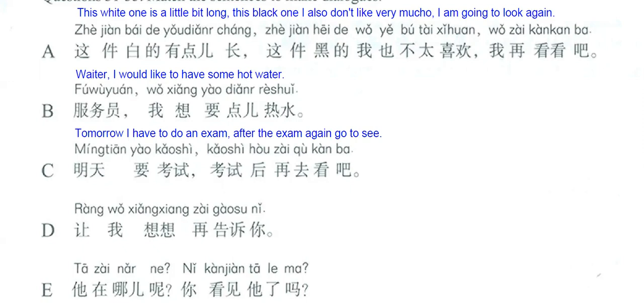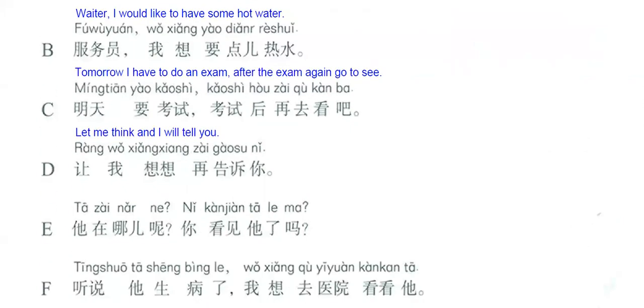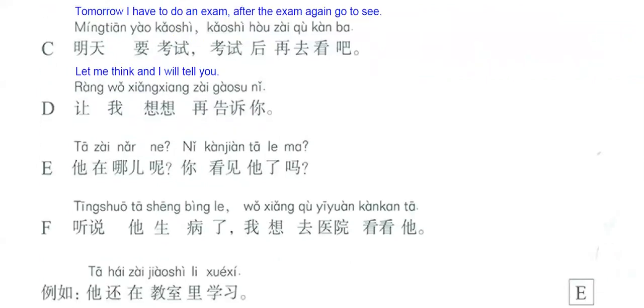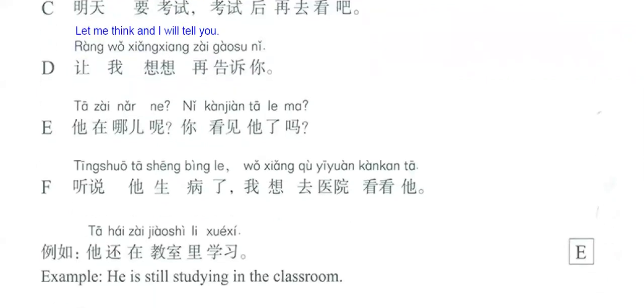And letter D, 让我想想再告诉你。Let me think and I will tell you. Letter E, as we are not going to use it, I'm not going to translate it, okay? And letter F, 听说他生病了，我想去医院看看他。I've heard he was ill. I want to go to the hospital to see him. Okay, so here we have these translations.